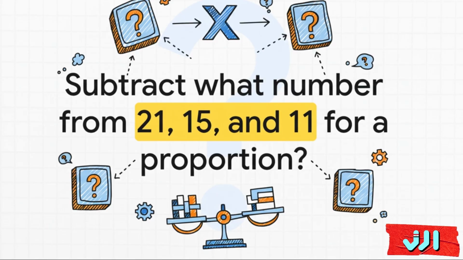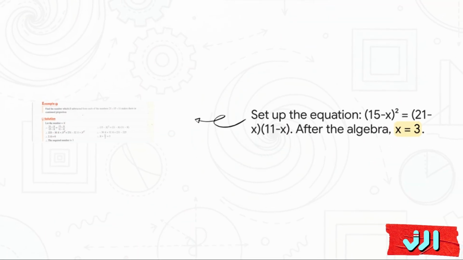Well, we go right back to our golden rule. See, the whole trick is just setting up the equation. Our three new numbers are 21 minus x, 15 minus x, and 11 minus x. So we just apply our rule, the middle one squared equals the first one times the third one. Now, yeah, it looks like a mess, I get it, but here's the really cool part.